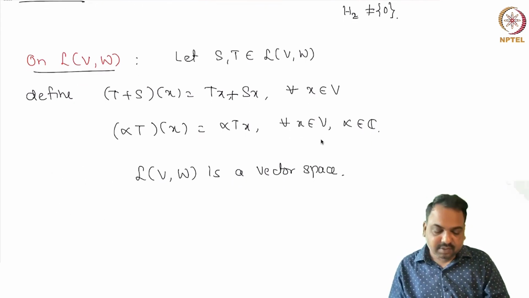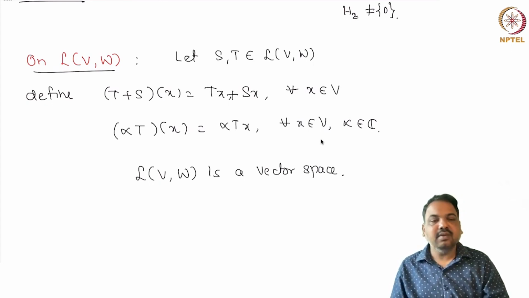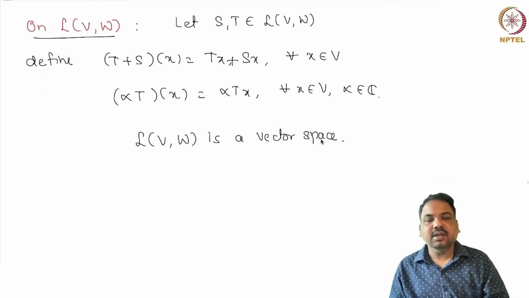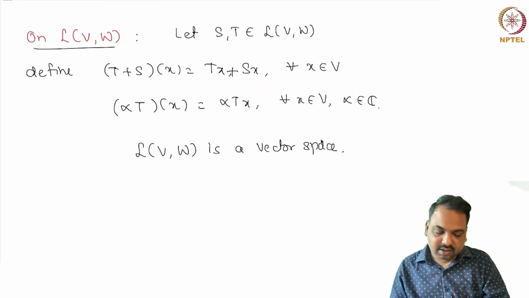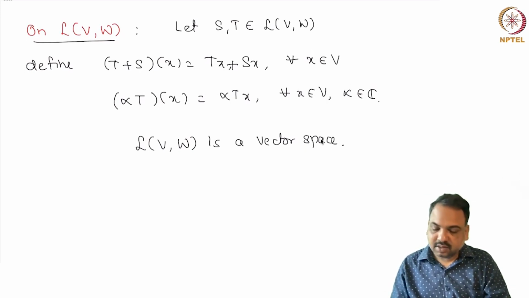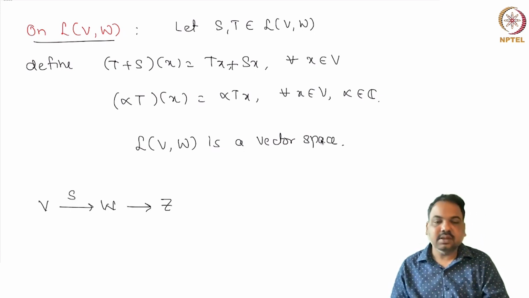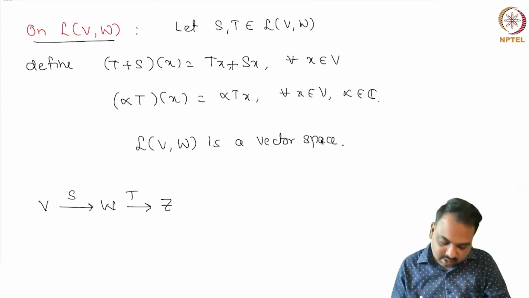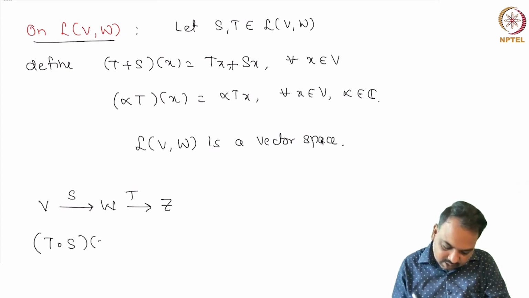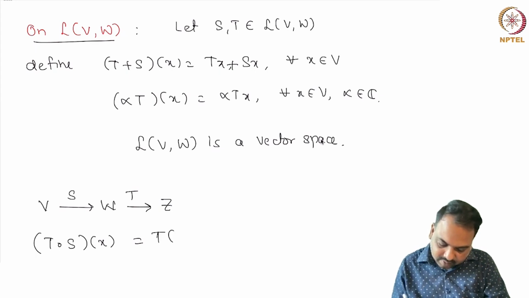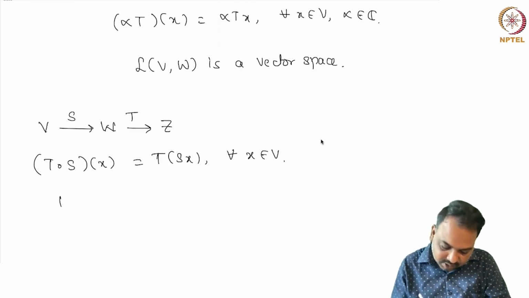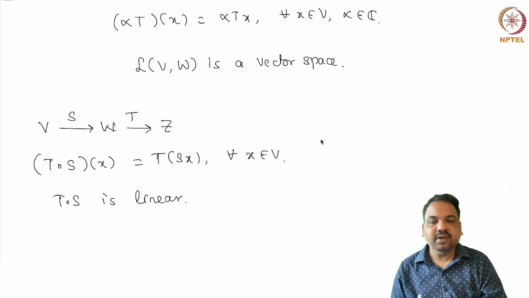Okay. Now apart from this vector space structure, does L(V, W) have another structure? The obvious thing we can think about is a multiplication of two operators, but we cannot define multiplication of two operators when S and T come from L(V, W). If we have V, W and some other space Z, and S is a map from V to W, T is from W to Z, then we can define T composition S at x as T of Sx for every x in V. We can easily check that this composition of these two maps is linear, and T composition S is a map from V to Z.